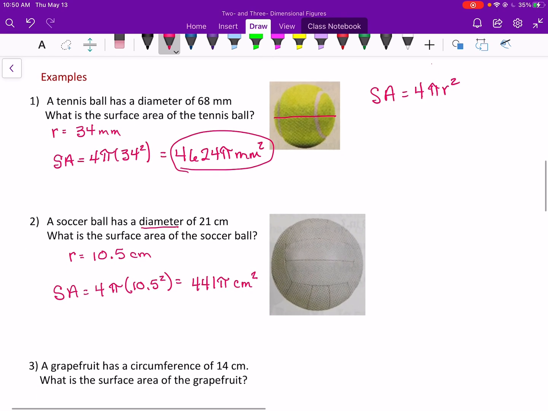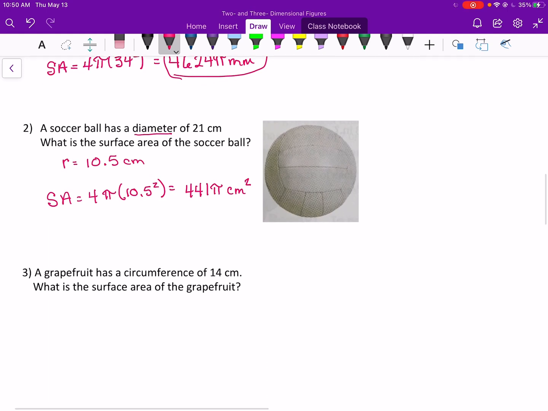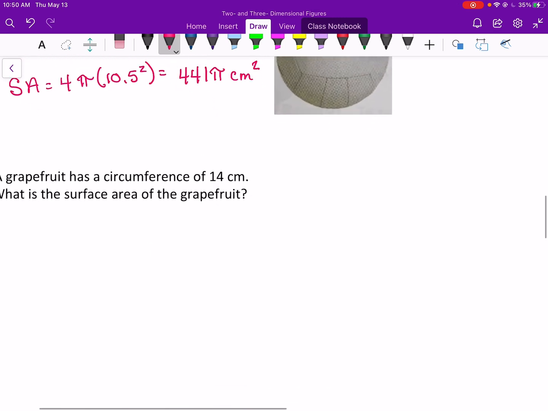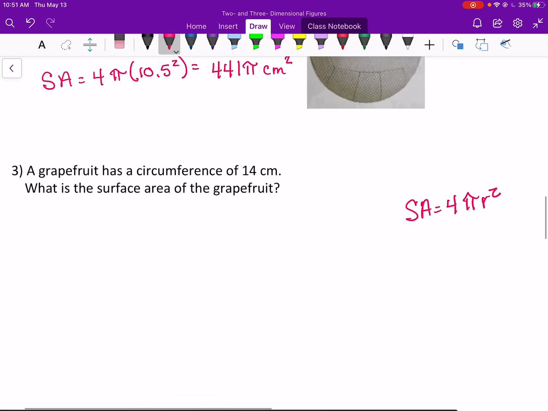Pretty straightforward, isn't it? So let's change it up a little bit. Okay, and again, here's our next example. Remember, surface area, oops, sorry about it being so large, is 4 pi r squared. Okay, careful, read what it says. It says we have a grapefruit. The grapefruit has a circumference. That means if I'm looking at my grapefruit, the distance around the grapefruit is 14 centimeters. We want the surface area.